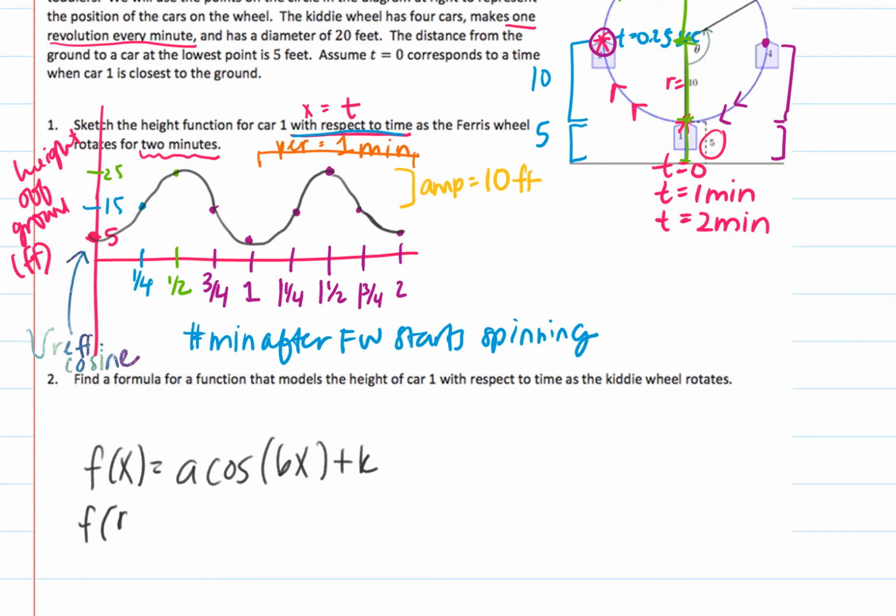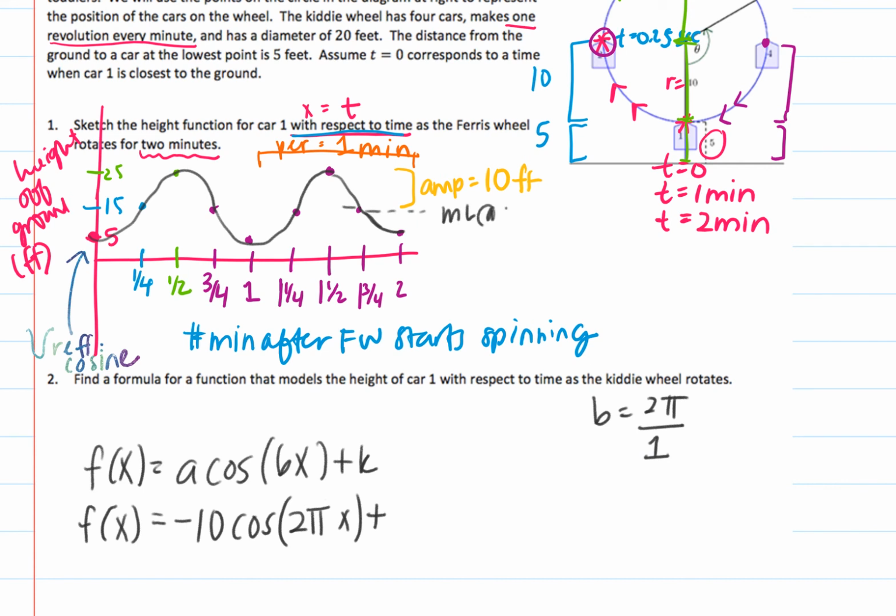But it's been reflected, so we'll say f of x equals negative. A is the amplitude, so negative 10 times the cosine of b, which is 2 pi divided by the period. So 2 pi divided by 1 minute in this case. So 2 pi x plus k is my midline. Forgot to sketch that in. And my midline is at y equals 15 feet. So plus 15.